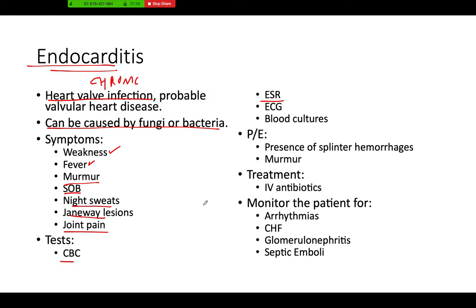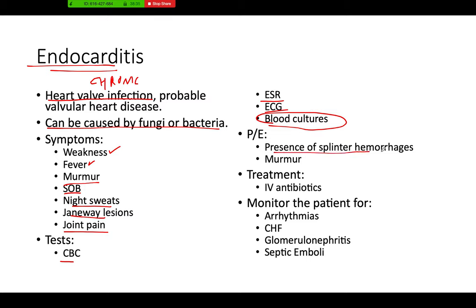ESR tells us if there's inflammation. Electrocardiogram to look at if there's been some sort of cardiomyopathy can be helpful. And blood cultures, gotta do blood cultures, okay? The important thing with blood cultures is that we take them from multiple sites. When you do a blood culture, you'll need to take at least two, and they should be from separate sites. So you'll take one blood culture from the hand, one from the foot, one from the left hand, one from the right hand. Something like that, to ensure that you are able to catch whatever is in the blood.